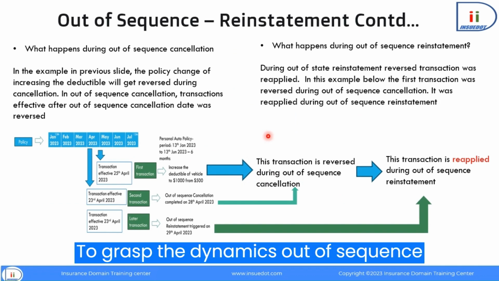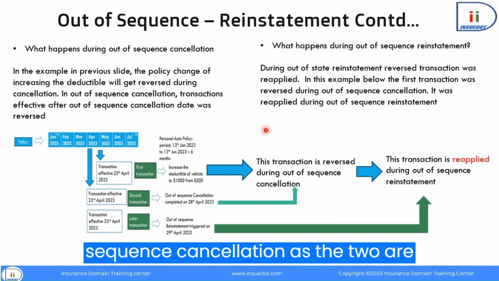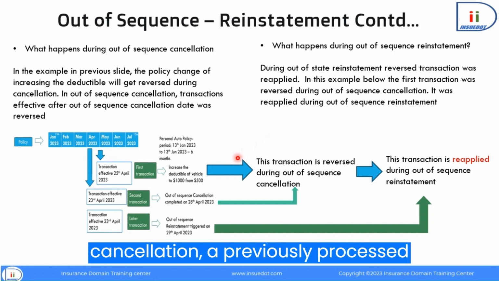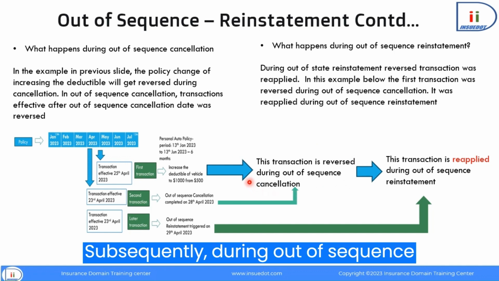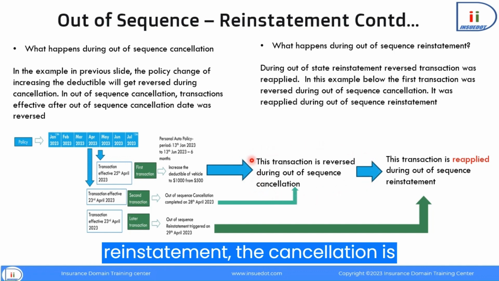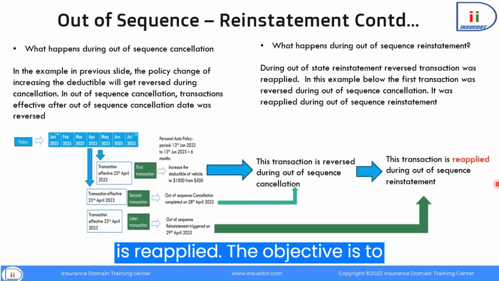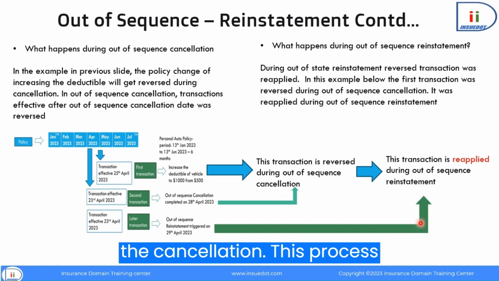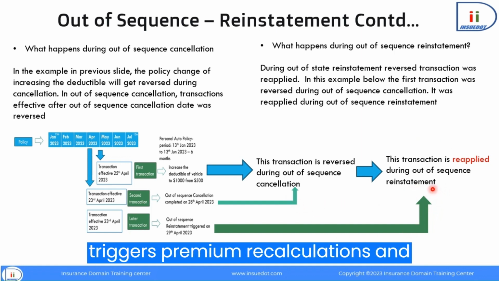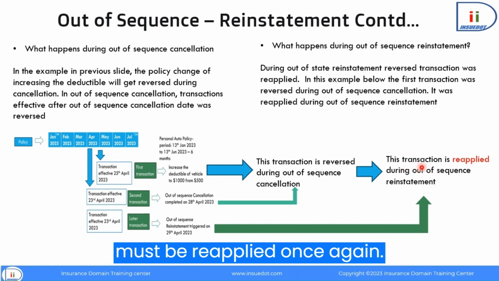To grasp the dynamics of out-of-sequence reinstatement, it's beneficial to comprehend what occurs during out-of-sequence cancellation, as the two are interconnected. In an out-of-sequence cancellation, a previously processed policy change is reversed. Subsequently, during out-of-sequence reinstatement, the cancellation is reinstated, and the reversed policy change is reapplied. The objective is to reinstate the policy to its state before the cancellation. This process triggers premium recalculations and billing. Any reversal records created must be reapplied once again.